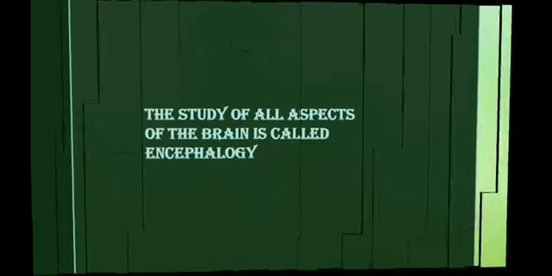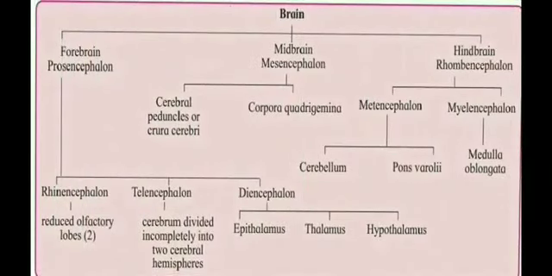We already know that the human brain is divided into three parts. Let's see this chart. The human brain is divided into three parts: forebrain, midbrain and hindbrain. Forebrain is also called prosencephalon. Midbrain is called mesencephalon and hindbrain is called rhombencephalon. Today we'll have a detailed talk about the forebrain, but let us see the names of the parts present in all the parts of the brain.